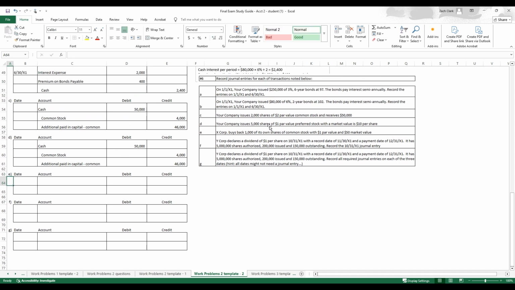Okay, D says your company issues 5,000 shares of $1 par value stock, so $1 times 5,000 shares. And it says we received $10 per share, so $10 times 5,000 shares. Okay, still 50,000, just like it was above. And then again, we just take the difference. So 45,000 now, and the only real difference between these two being the $1 par value instead of $2 par value.